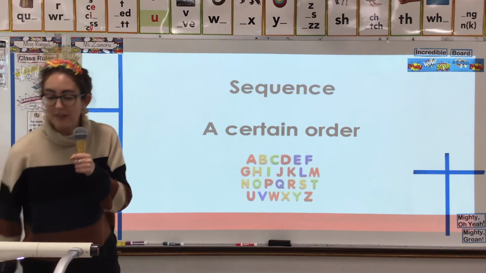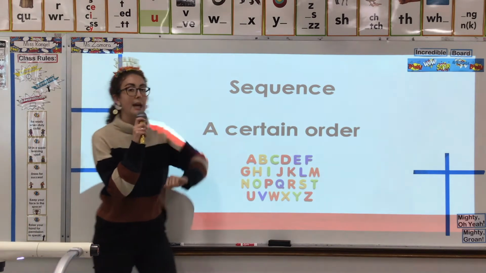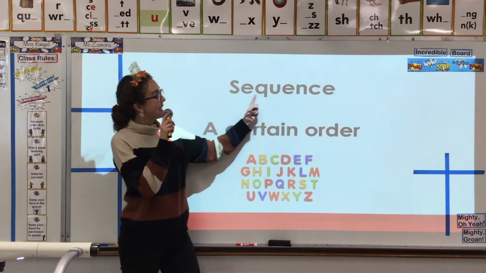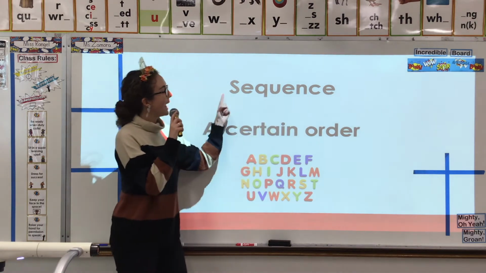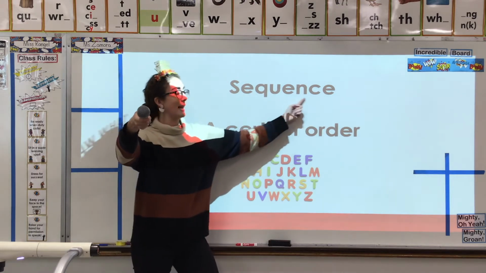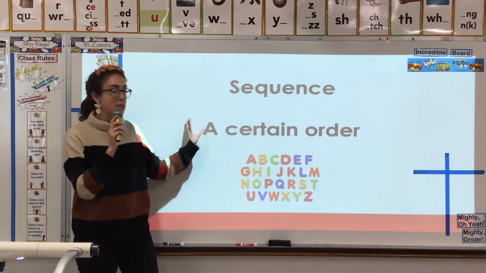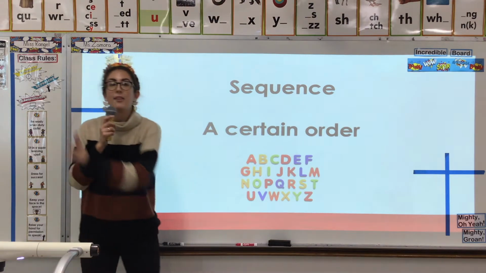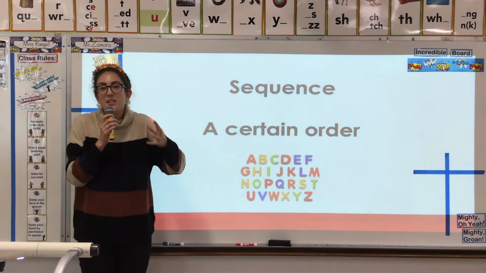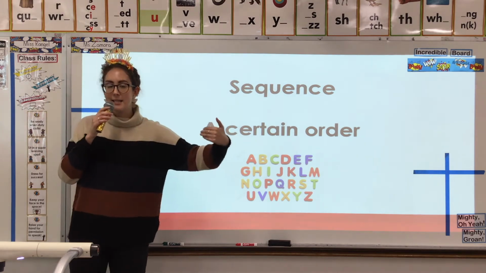And we're going to be looking for a pattern in a sequence of numbers. Can you say this with me? Sequence. One more time. Sequence. A sequence is a certain order. The certain way objects or things are arranged from beginning to end.